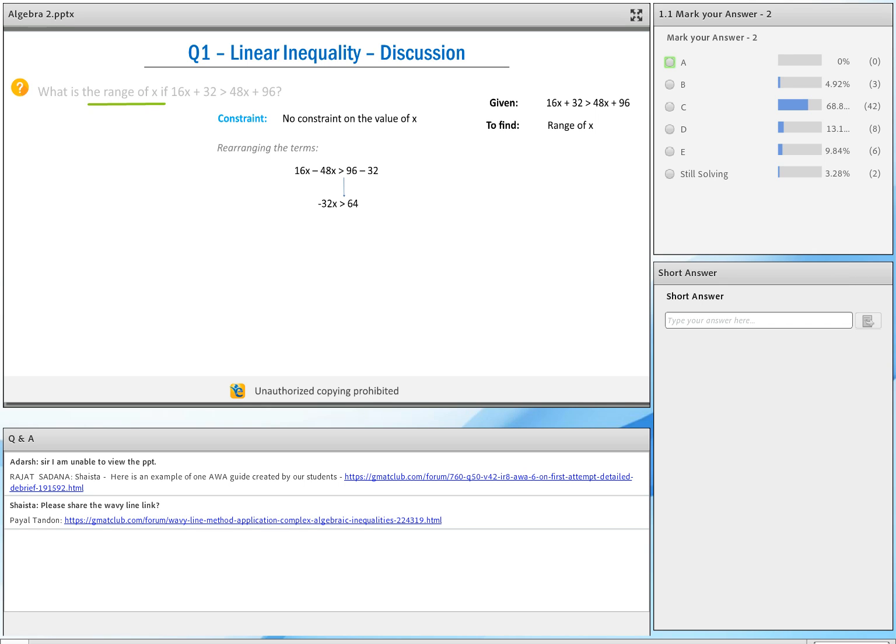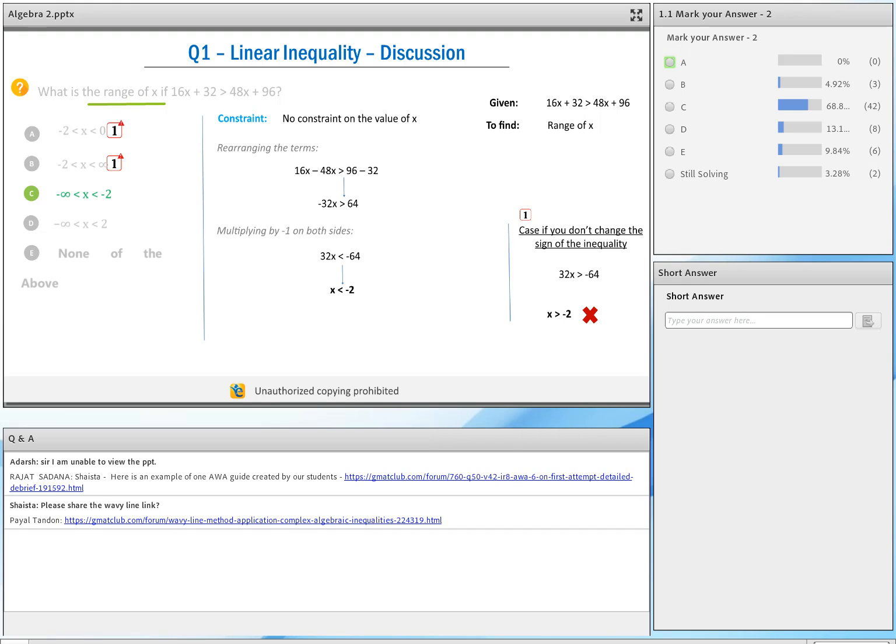We rearrange the terms and we get minus 32x is greater than 64. Now this is where the flipping sign comes into picture, because if you multiply both sides by minus 1, you need to flip the sign. So what you get is x is less than minus 2.